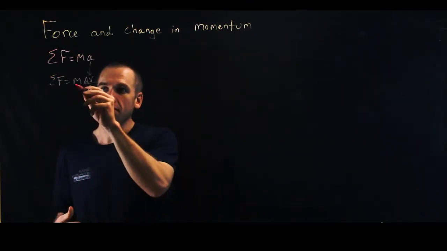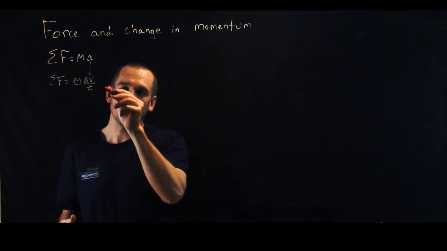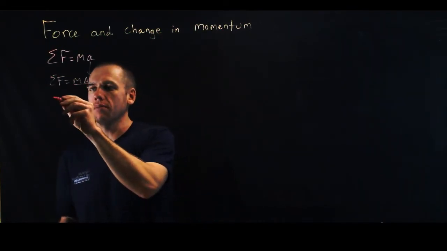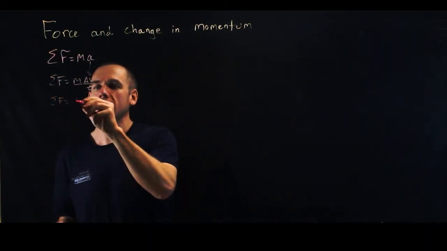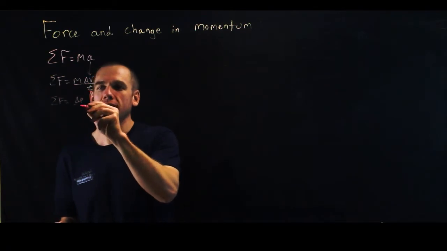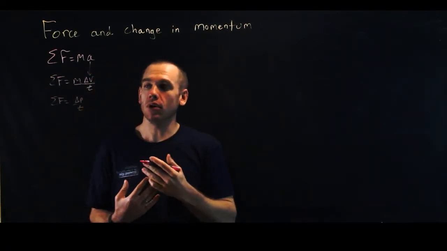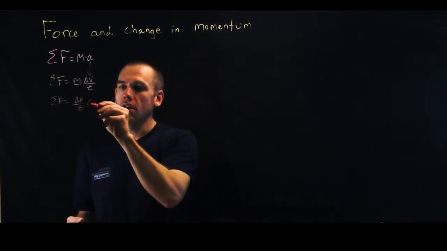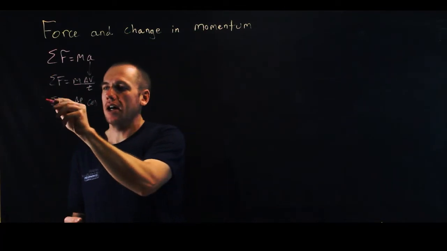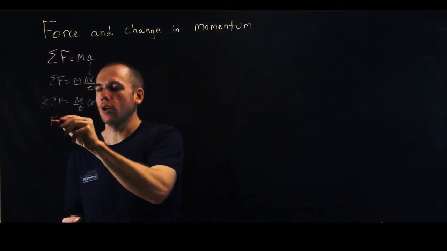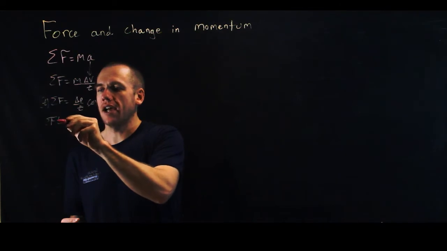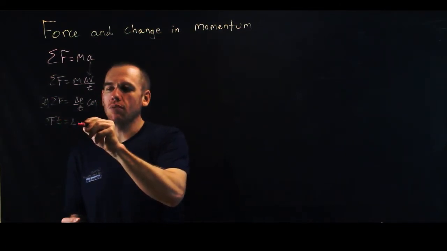But m times v is momentum, so m times delta v is change in momentum. So now I have net force equals delta p, change in momentum, divided by time. And simply multiplying both sides of this equation by time allows us to say that net force times time is equal to change in momentum.